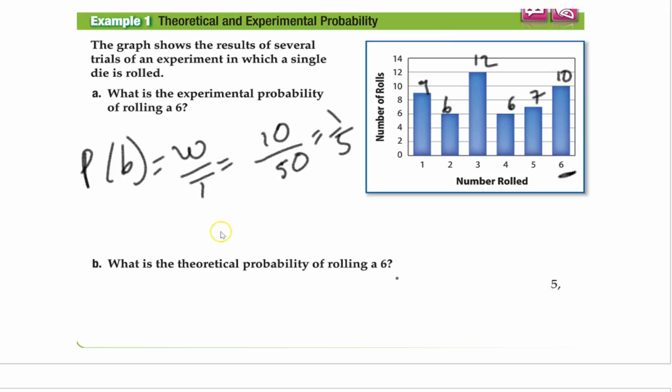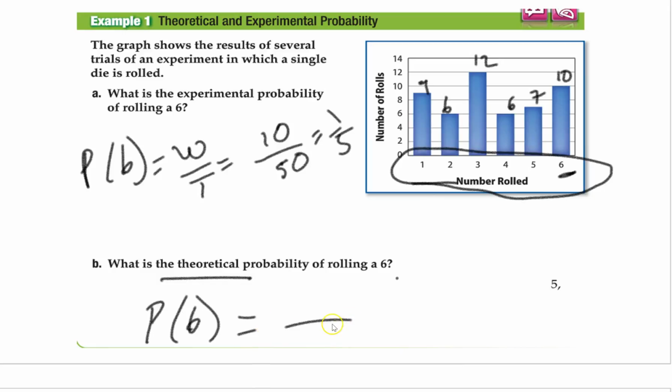Now look what the question says. What is the theoretical probability of rolling a 6? So based on mathematics and logic, right? Odds of getting a 6. Like we talked about, there's only 6 possible choices, and there's only one 6. So you have a 1 in 6 chance. So based on this experiment, you get a 6 every 5 times. Based on mathematical theory and logic, you get 1 out of 6.